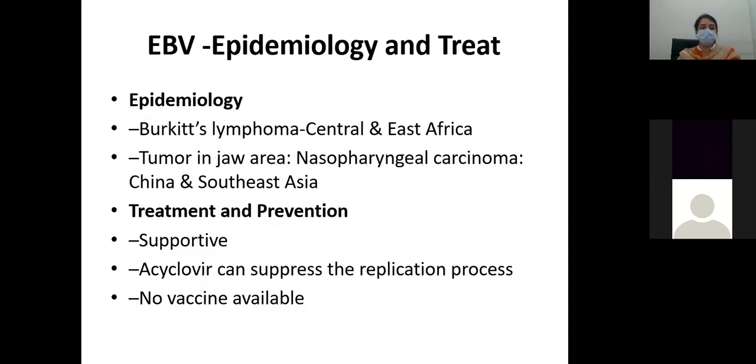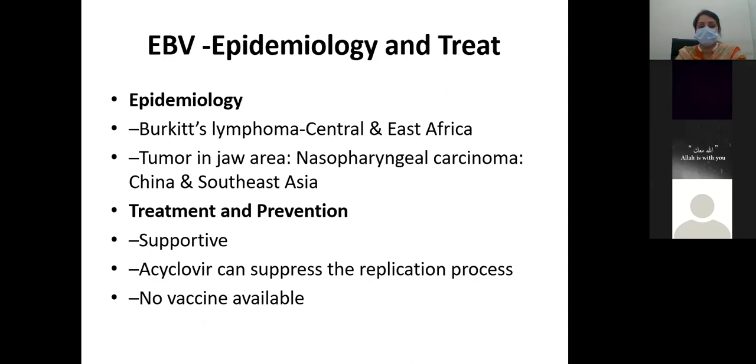Next, what is the epidemiology? Burkitt's lymphoma is common in Central and East African individuals, with a tumor in the jaw area. Nasopharyngeal carcinoma can also occur, and according to the epidemiology, it is also common in China and Southeast Asia.